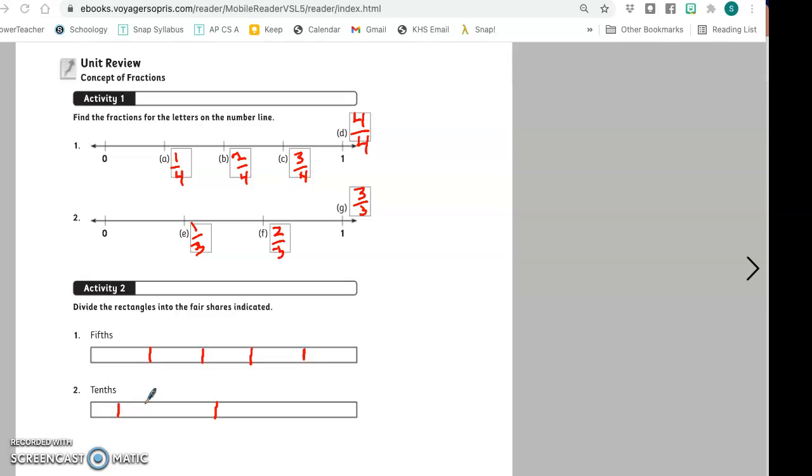1, 2, 3, 4, so that's 5, and then 1, 2, 3. They're not quite even, but you kind of get the idea of what the spacing would be to have a total of 10 spaces. 1, 2, 3, 4, 5. 10 total boxes. All of this spacing.